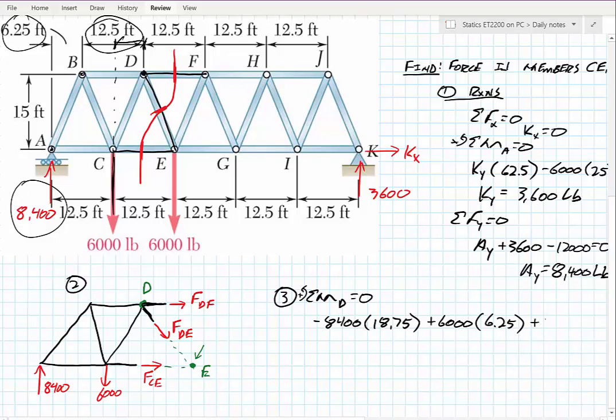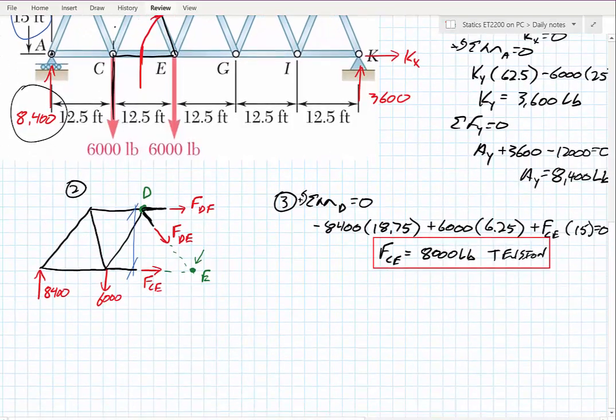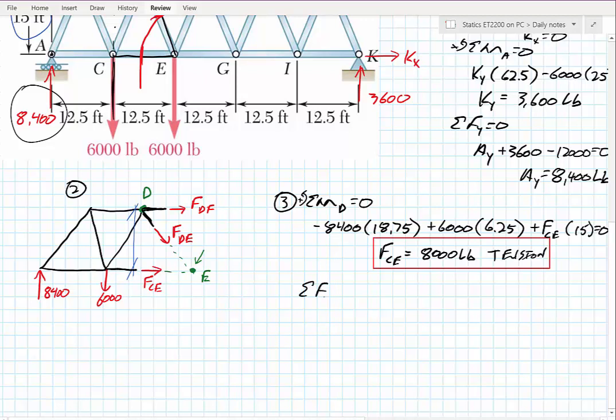And then last but not least, I have my unknown here, my FCE, and its lever arm would be this vertical distance here, which is 15 feet, is equal to 0, and that gives me a force in member CE that's equal to 8,000 pounds. And I got a positive number, and because I got a positive number, that means that it is in tension. After I do that, I could do the sum of the moments about E if I wanted to find DF. I can also go into my sum of the forces in the X or Y direction.